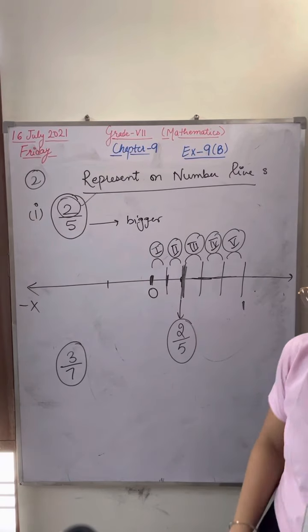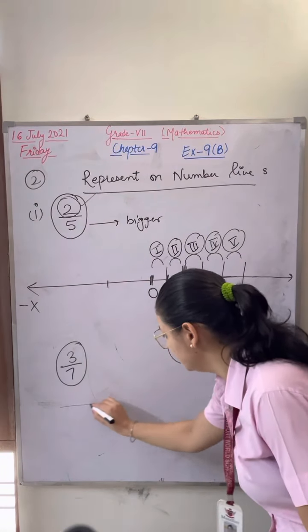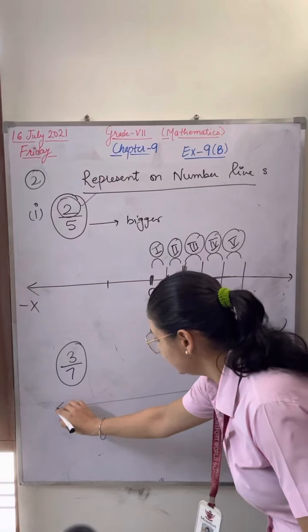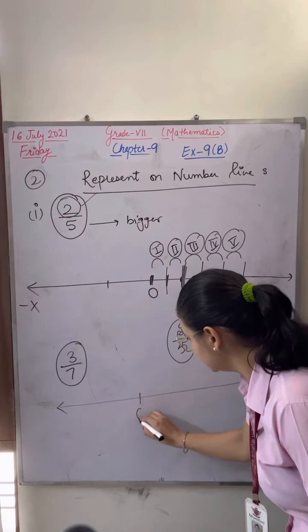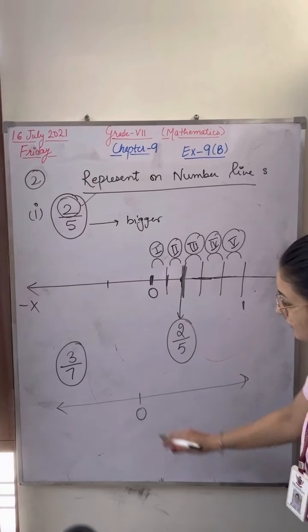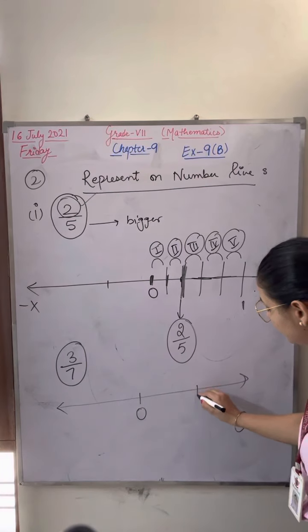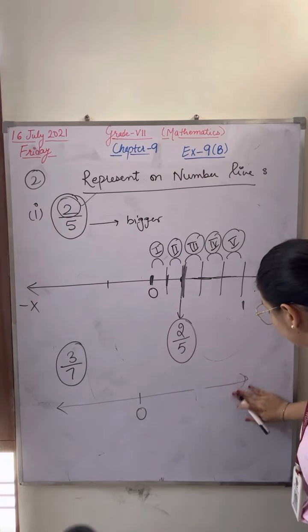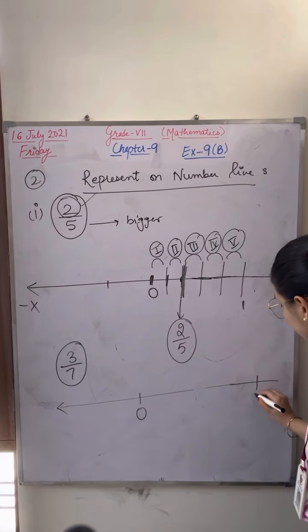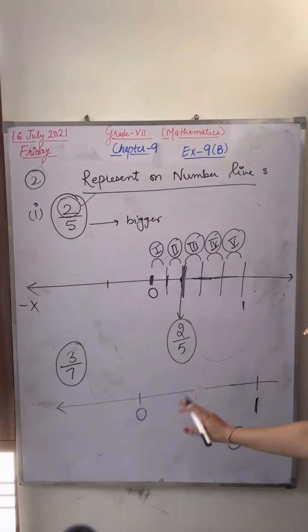Mavish, right? Very good. Okay, so I'm making a number line here. Please check whether your answer is correct or not. This is 0. 3 by 7 will lie between 0 and 1. Suppose my 1 is here.